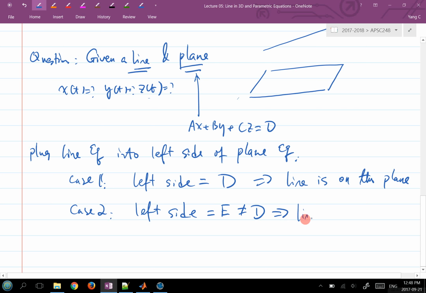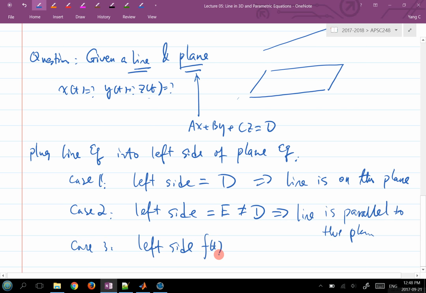So the line is what? Parallel. And the last case: you plug into the left side and end up with some expression which relates to t, equal to D. Now in this case, it's obvious. The line must intersect the plane.